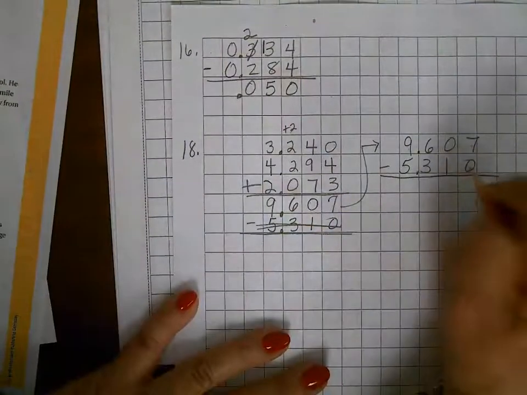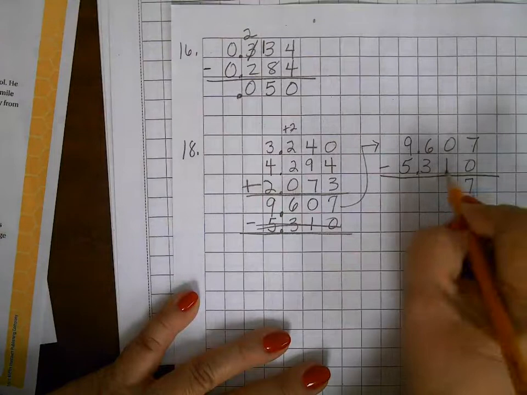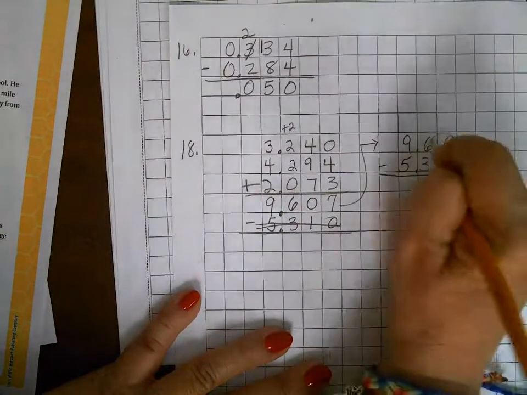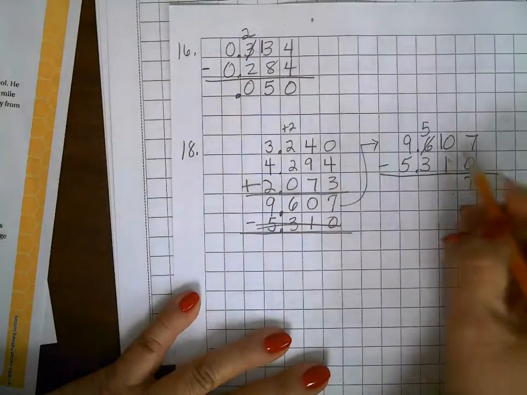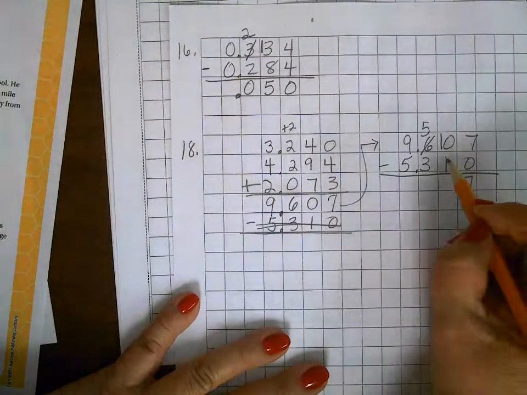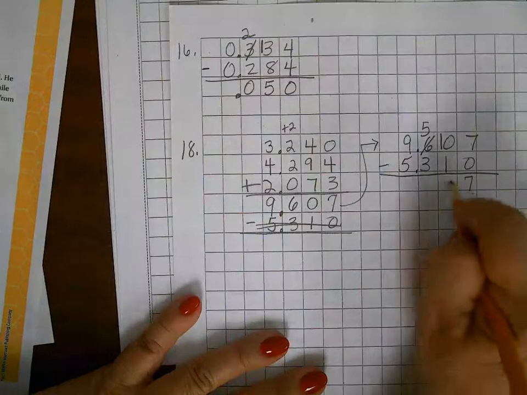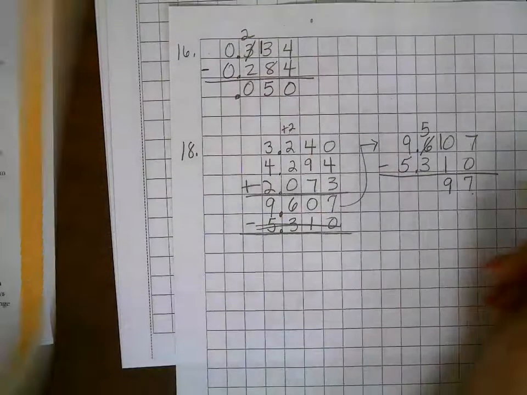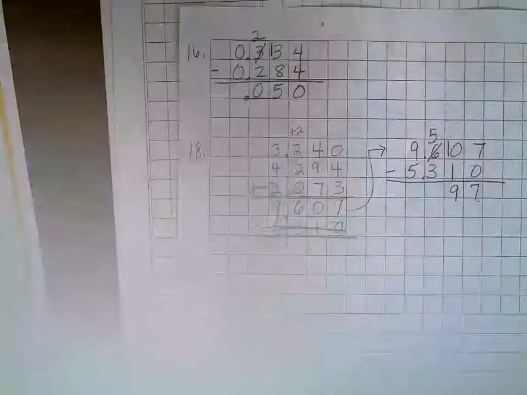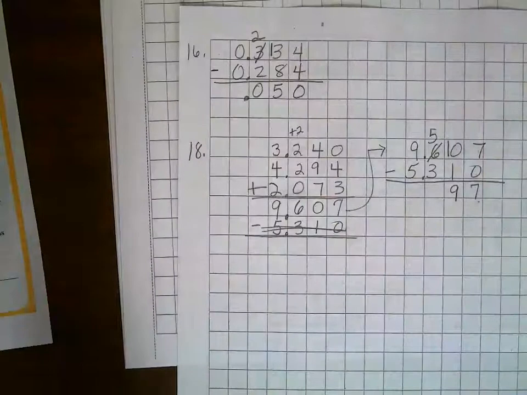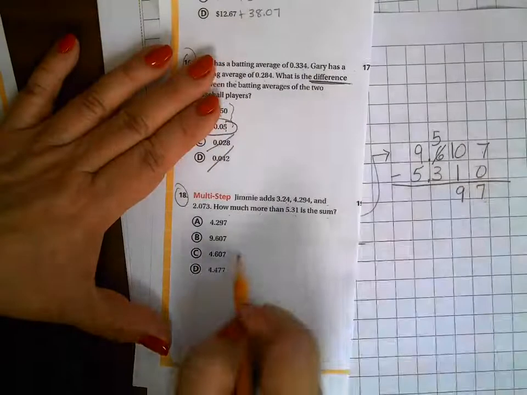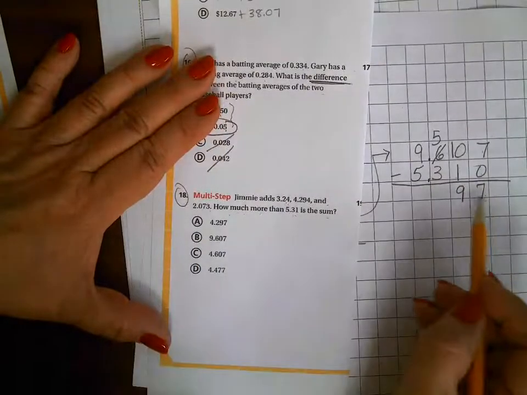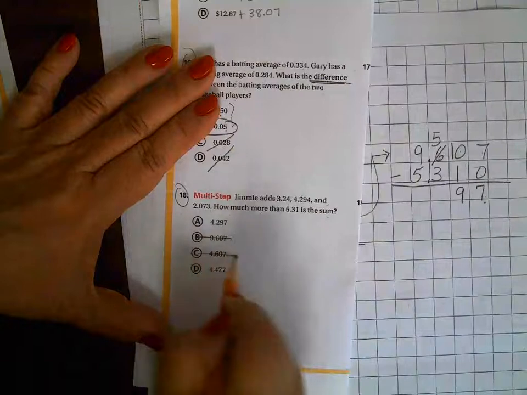So 7 minus 0 equals 7. Here, I cannot take 1 from 0, so I'm going to regroup. That becomes a 5, and bring it over here. Now I have 10 minus 1 equals 9. At the same time, I'm looking at my answer choices. Let me just do it this way. I'm looking at my answer choices, so I can start to eliminate. I have a 7 and a 9, so that doesn't work.